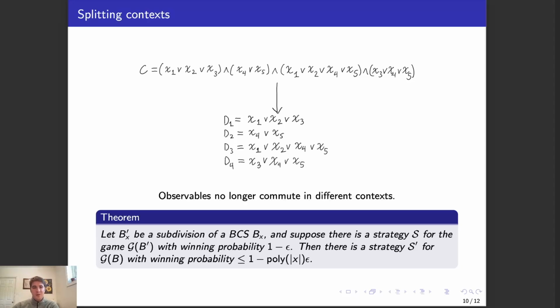This difficulty can be overcome, and we prove that if B' is a subdivision of a BCS B with a strategy that has winning probability 1 minus epsilon, then there's a strategy S' for the game corresponding to the original BCS with winning probability no greater than 1 minus polynomial times epsilon. And so a polynomial amount of parallel repetition allows us to recover a constant completeness-soundness gap after subdivision.